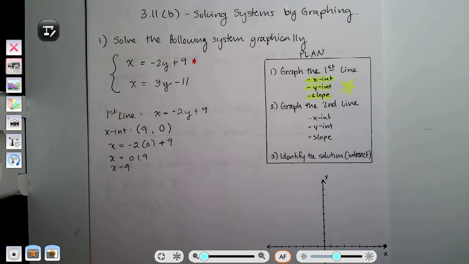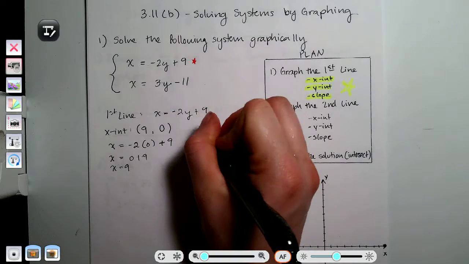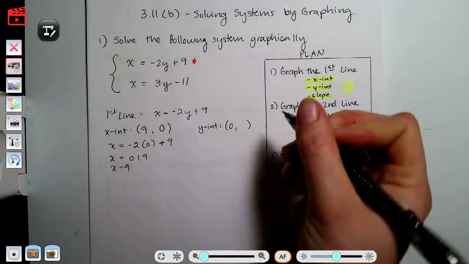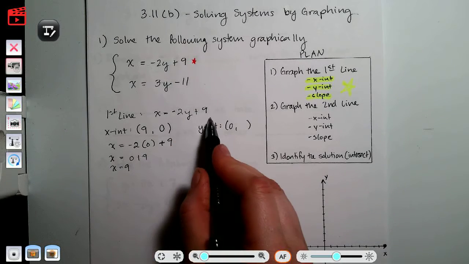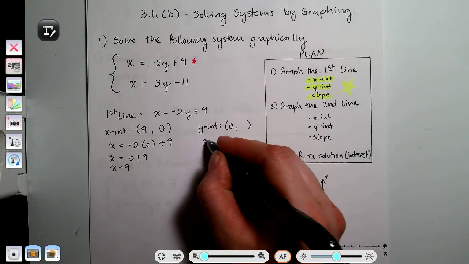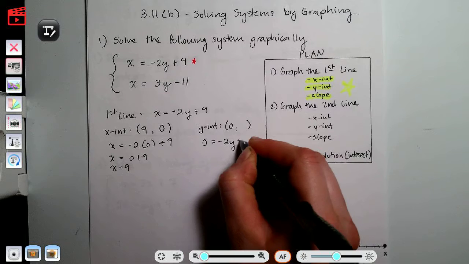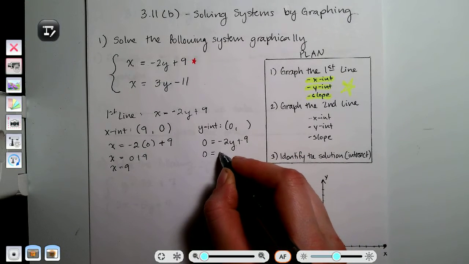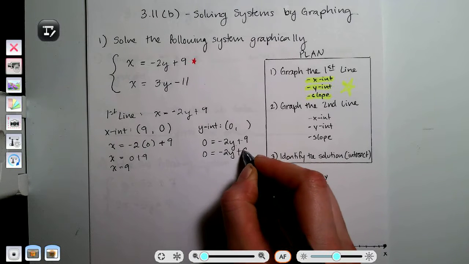How do we find y-intercepts? Go ahead and pause the video. Try to find the y-intercept. All right, for the y-intercept, we set x to 0, and we use the same equation right here. So 0 equals negative 2y plus 9. I just rewrote that.